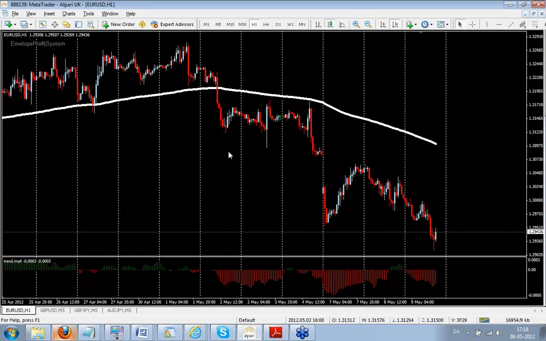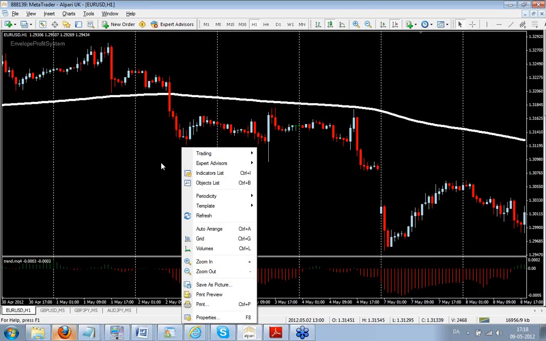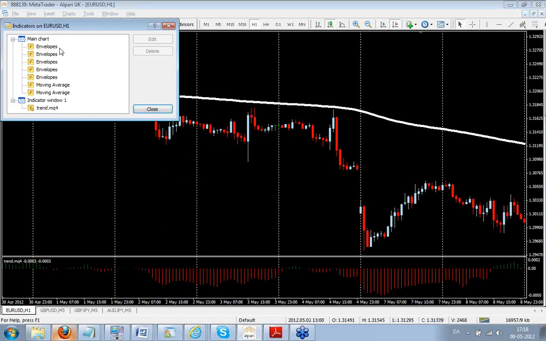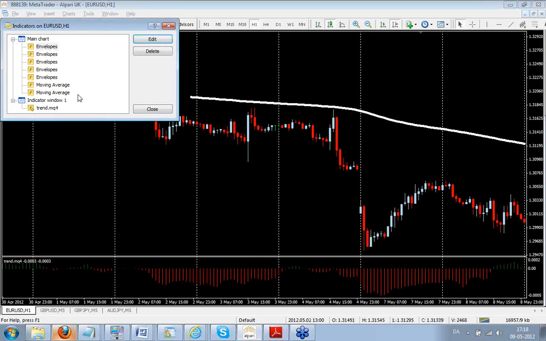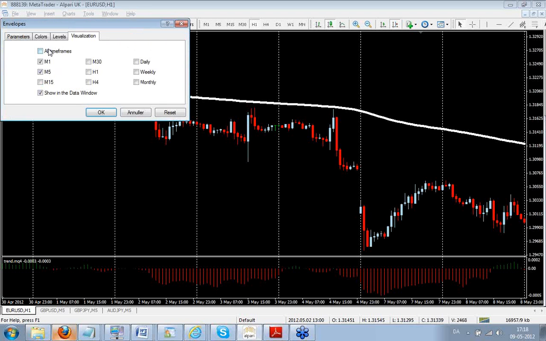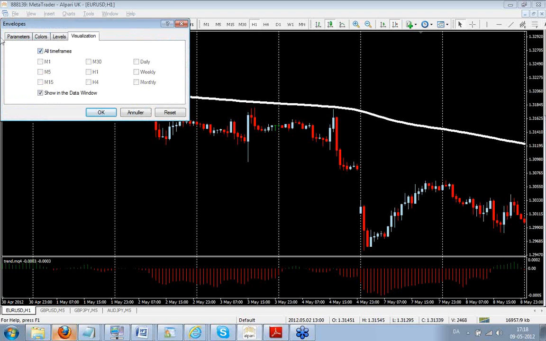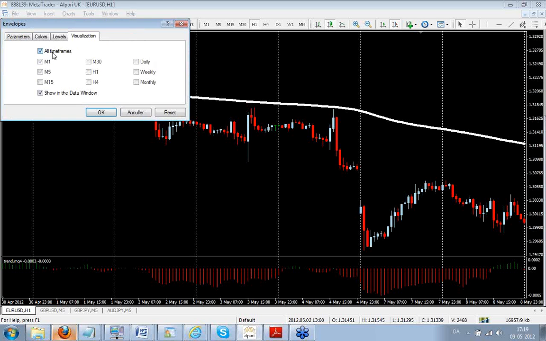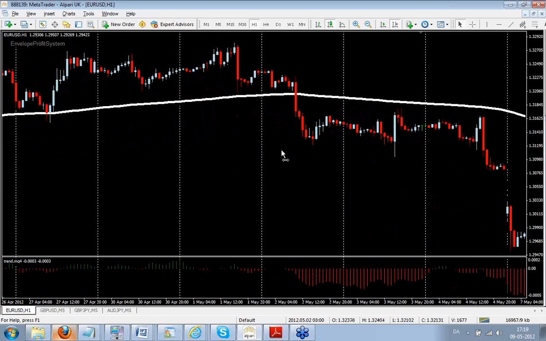If for some reason your envelopes do not show up on the 1 hour, just right click on your chart, hit the indicator list, hit envelopes, hit edit, click show on all time frames. Okay, do this for all envelopes. Click on envelopes, click edit, click all time frames on the visualization, click OK. Do it for all envelopes here. For some reason, sometimes they just do not show up. I don't know why. Boom. Here we go.